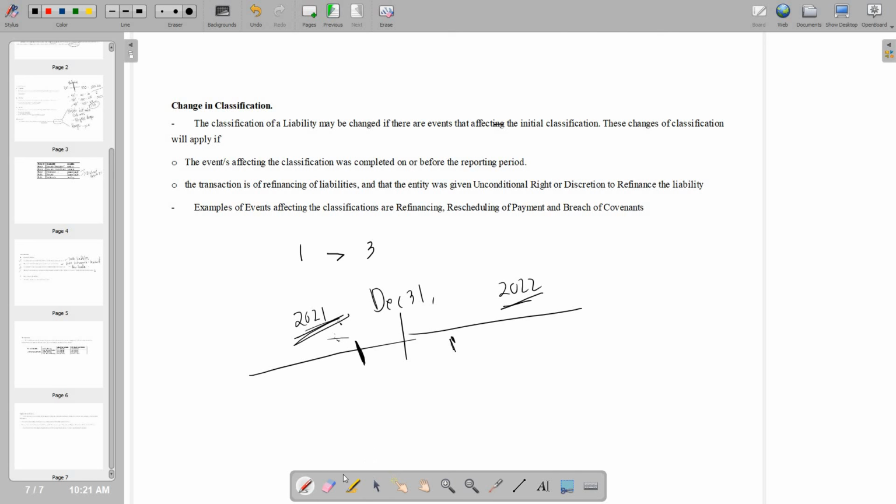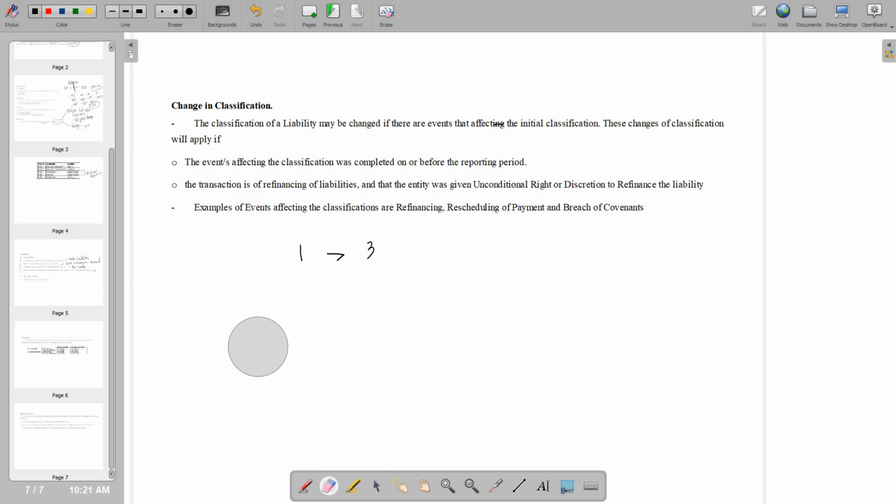Now there are some cases where non-current will be changed to current. This is what happens in some cases where there is a breach of covenant. So what are covenants? These covenants are liabilities with conditions. They will provide you with that liability provided you adhere to their conditions. In some cases, there is a breach of covenant. It means that you did not comply with the condition set in the contract.